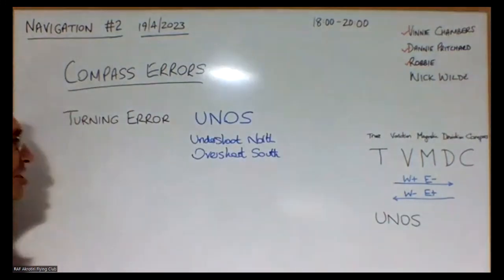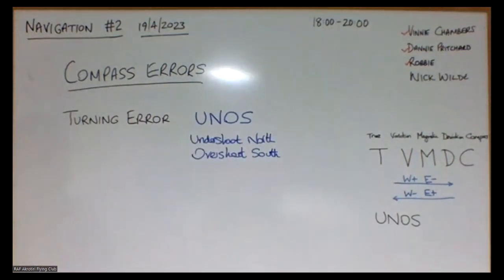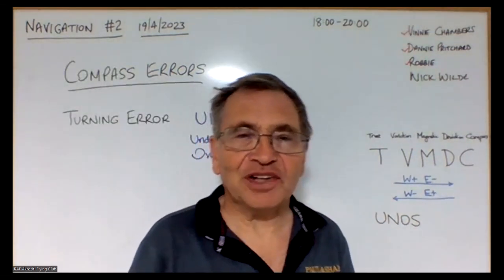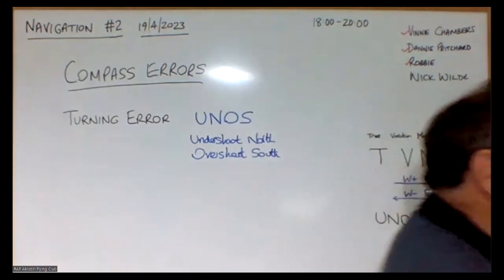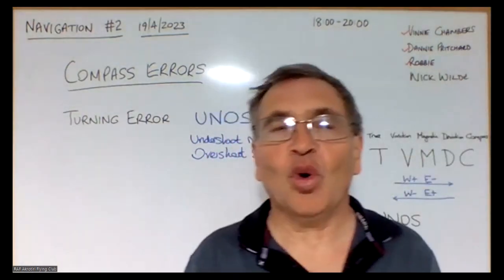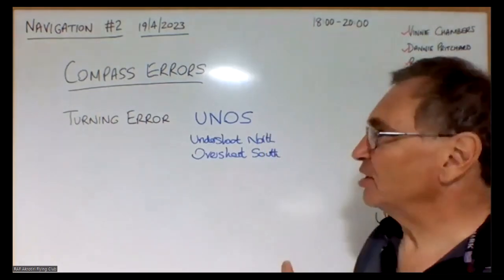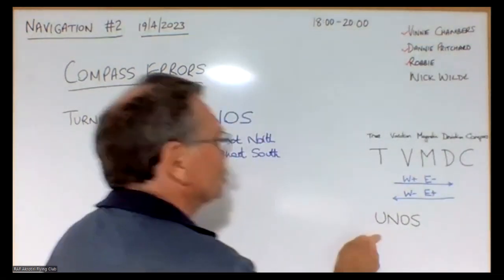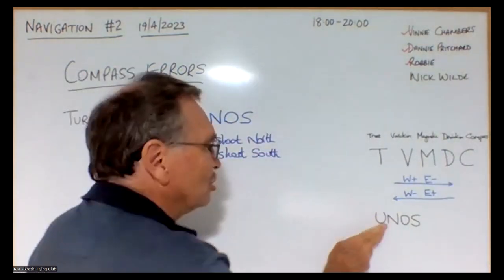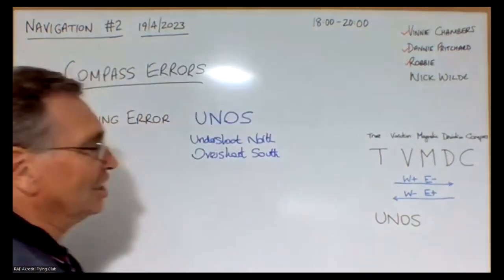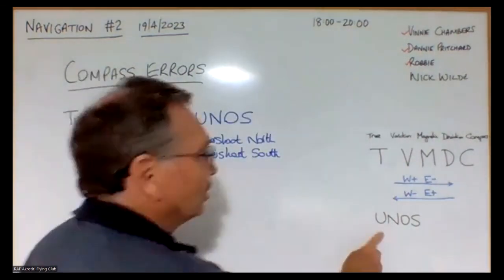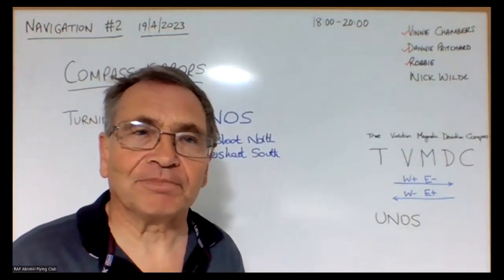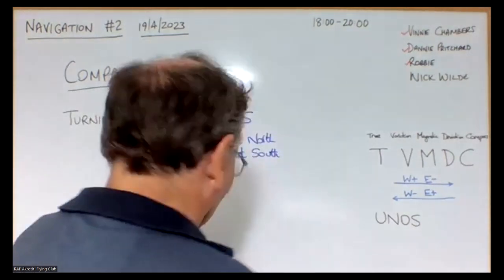So you can imagine exam questions will say, turning onto 090, what would you do: undershoot, overshoot, or stop on the right heading? And of course, you would look here because you'd written this down, UNOS, and you would say, aha, I undershoot north, I overshoot south. That means if I'm turning onto east, I don't do anything. I just turn onto east and it will stay on east. That's all you need to know about turning errors.